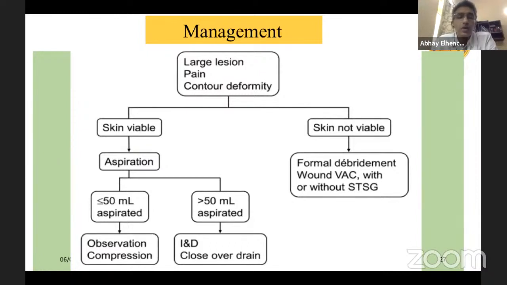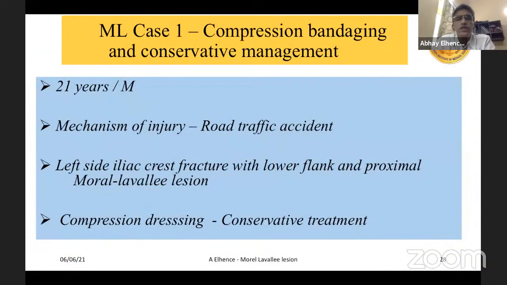So dare not walk into early or pre-planned or premeditated surgeries if you have a huge cystic swelling or a Morel-Lavallée lesion unless it is properly and appropriately dealt with. If the fluid amount is less than 50 ml, one can observe, compress, or do a limited percutaneous drainage. If the volume of blood and fluid aspirated is more than 50 ml, then one has to go in surgically. And especially if the skin is not viable, then these patients need to be treated surgically. So these are four different scenarios, and we will talk about all of them with a case each.